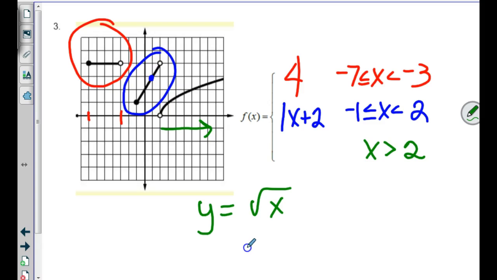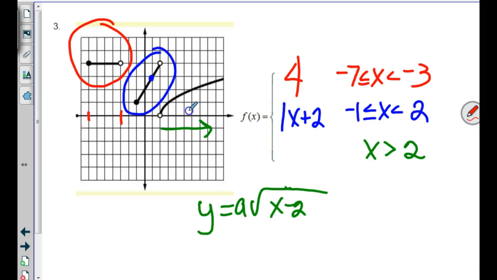Has it been shifted left, right, up, down? To the right 2. How do you do to the right 2? Remember, it's inside when you go left or right, and it's the opposite when it's inside, so it is minus 2. Just like a parabola, how it's x minus h. Okay? Now, has it been shifted up or down? No. But it could have a stretch, so we're really supposed to figure that out.